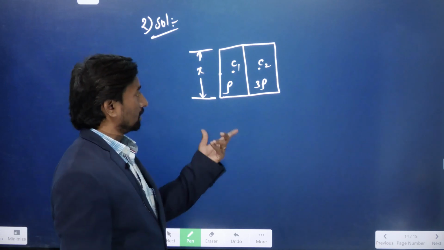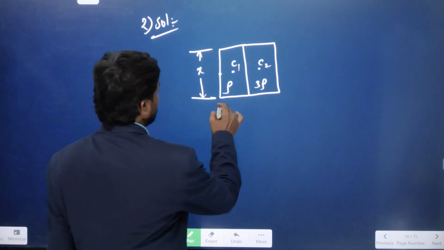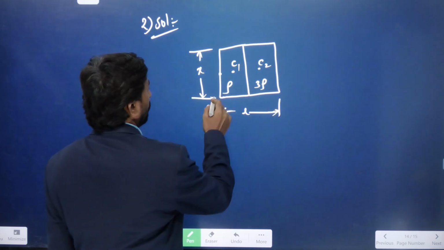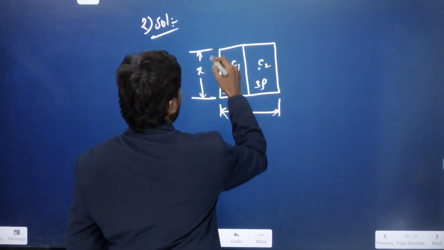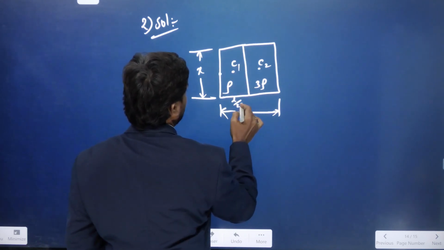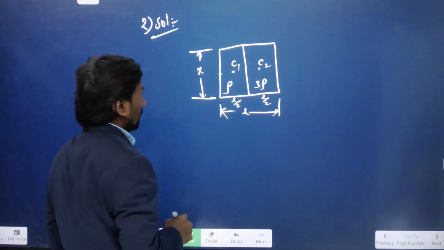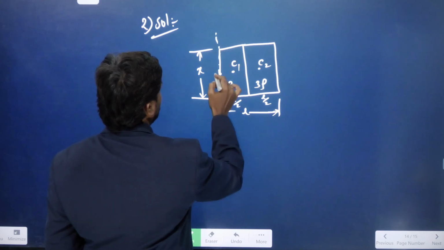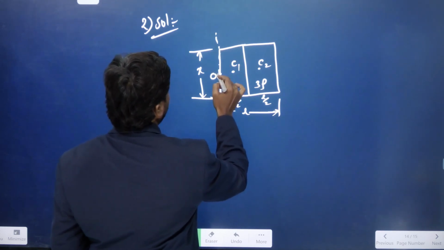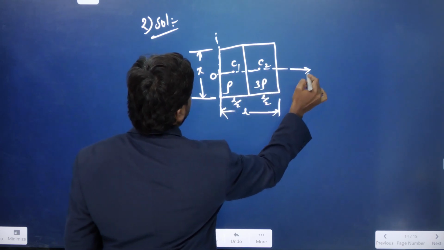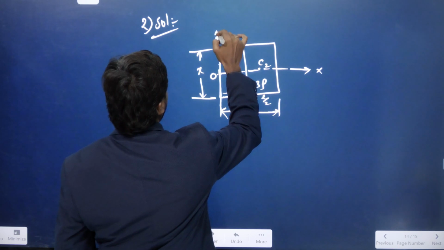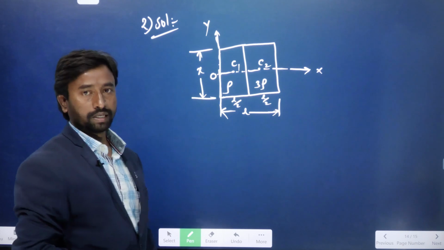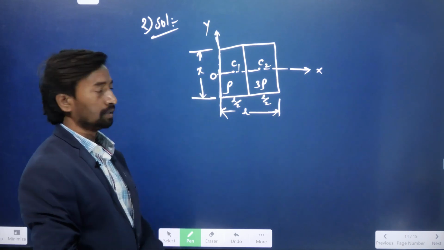So this whole rectangular plate has a length L. Half of this length means you can write here L by 2, and this also will be L by 2. Now consider the particle O at the origin. This is the x axis and this will be considered the y axis.